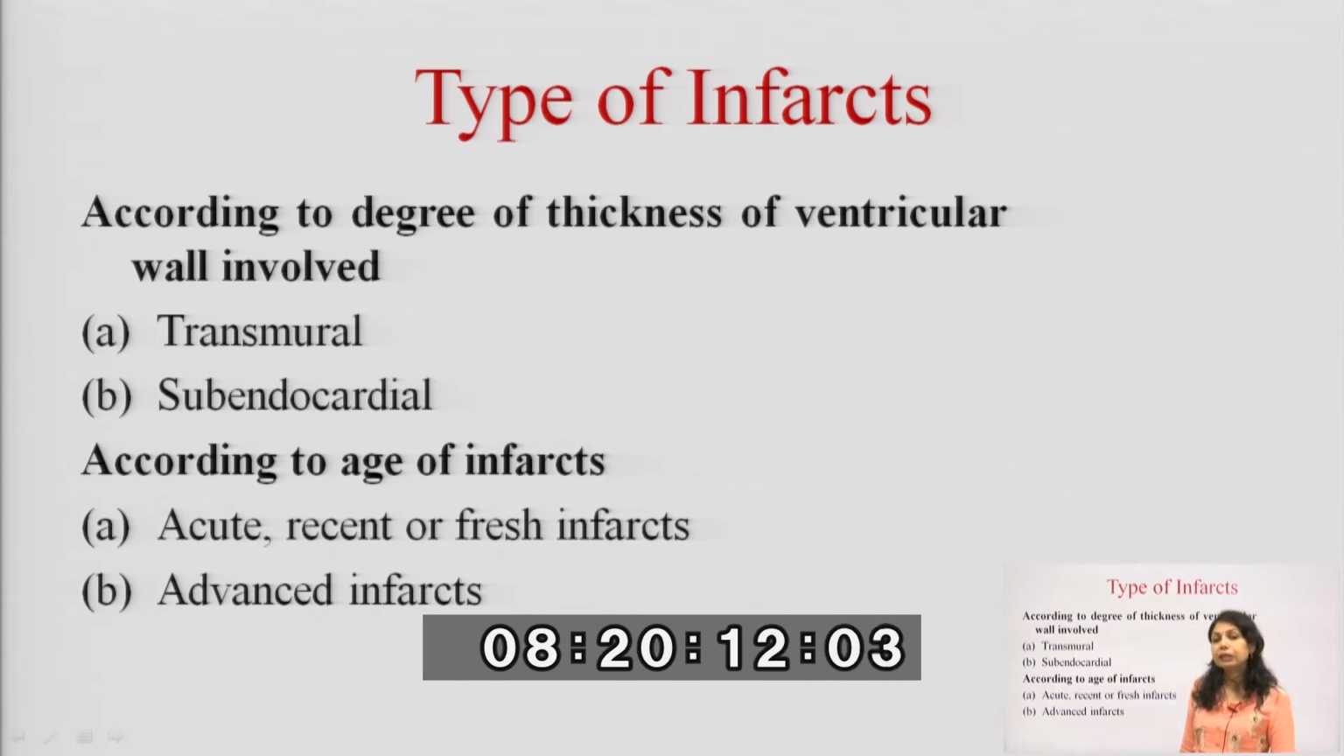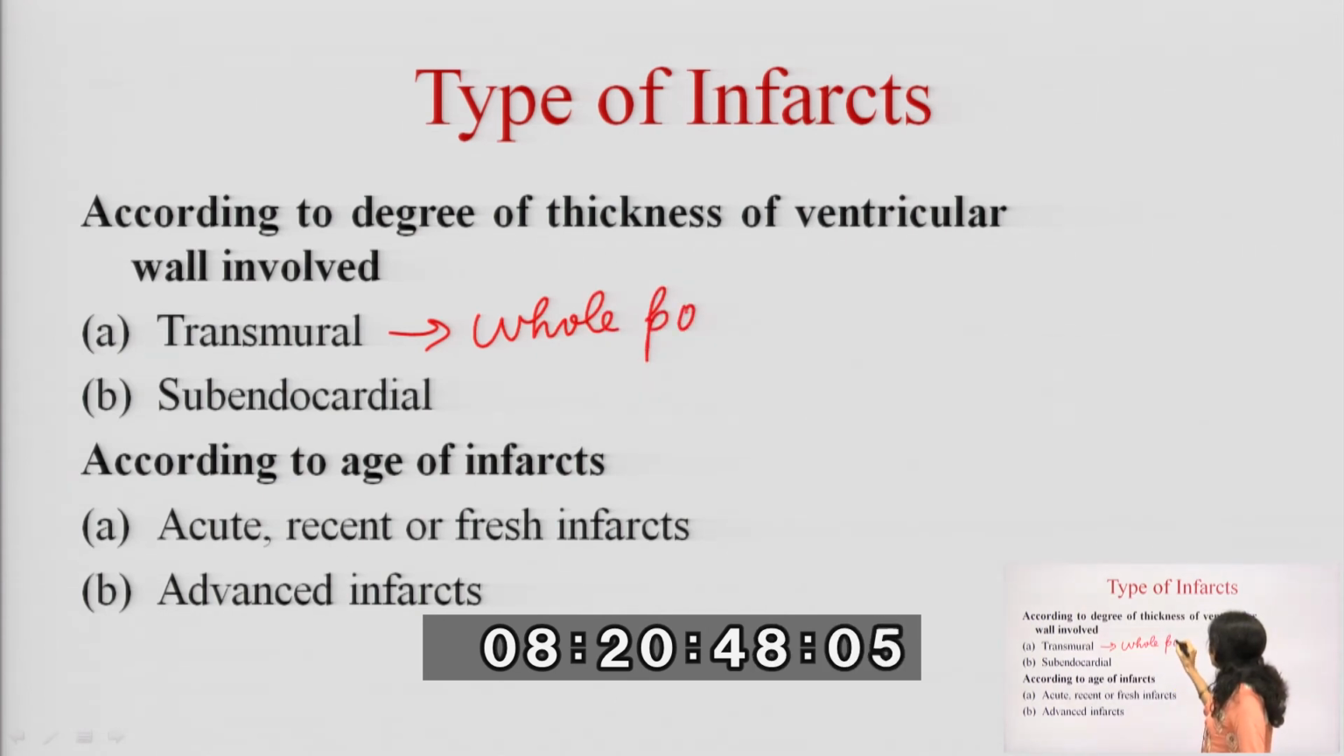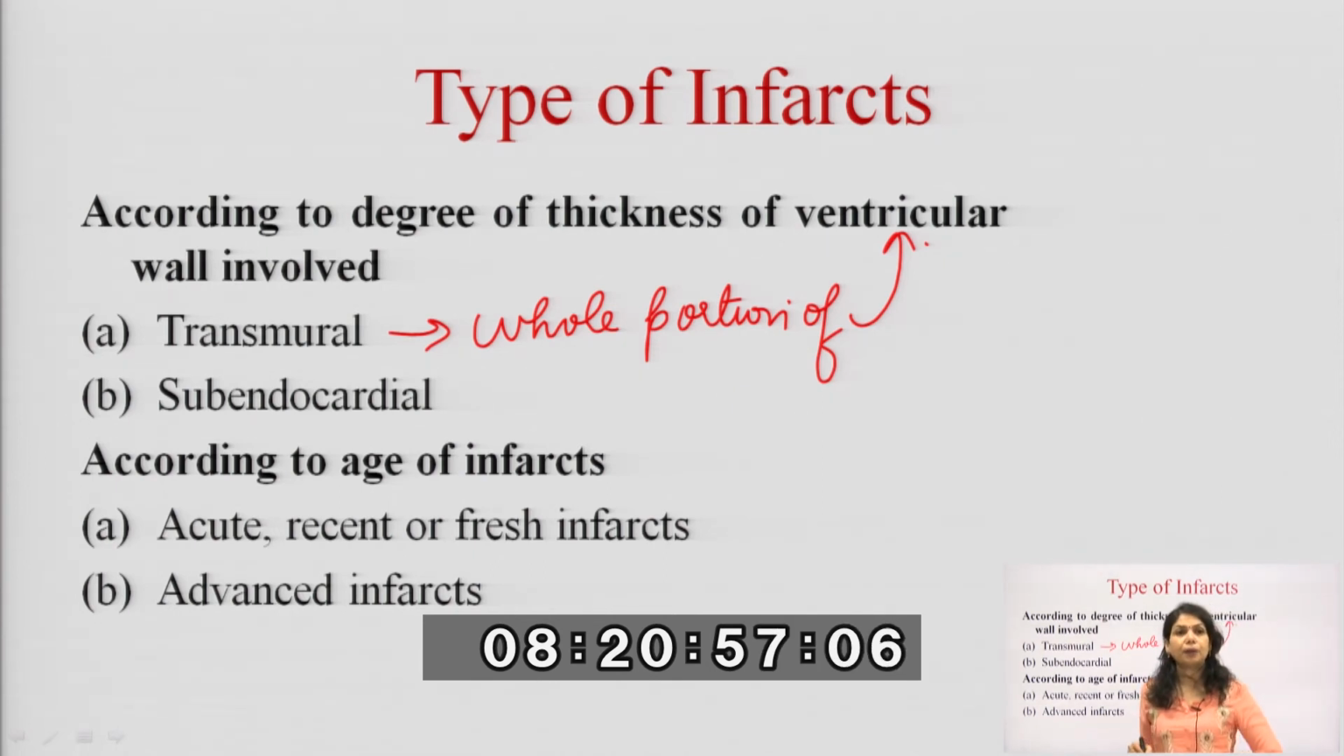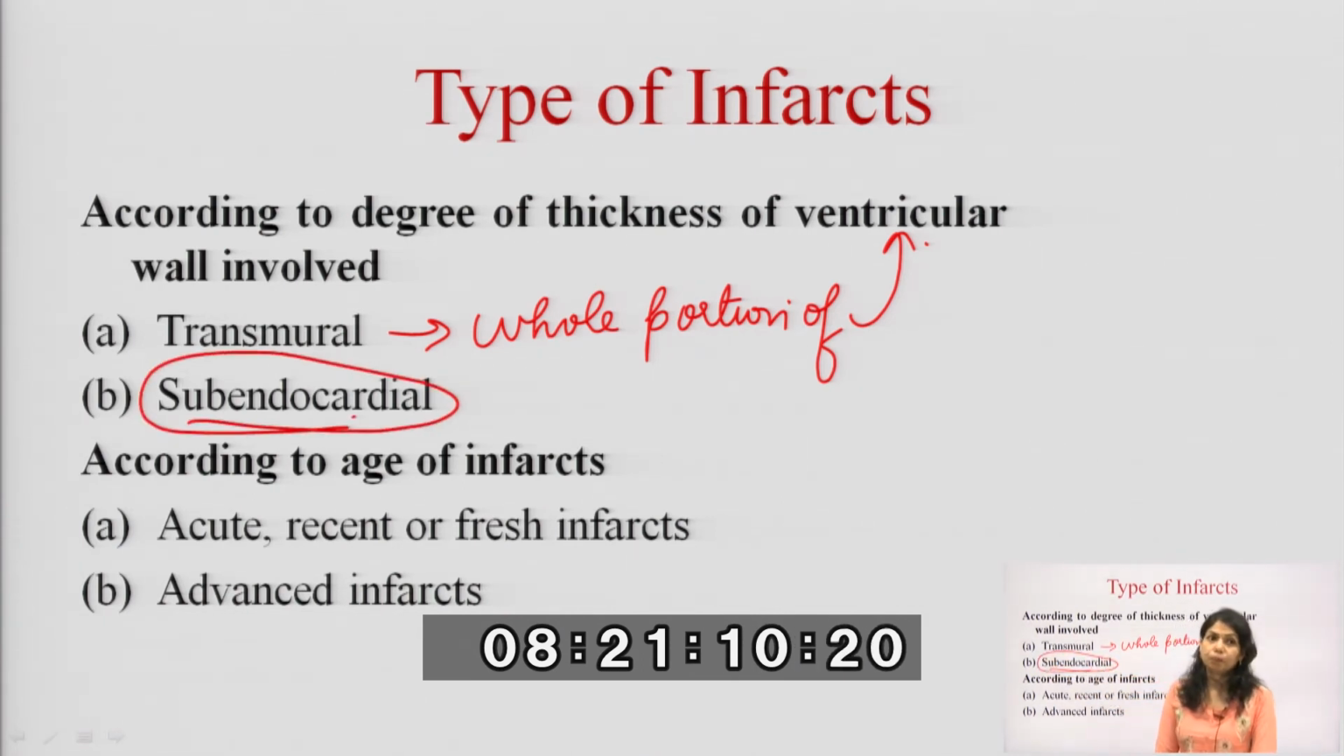Then according to the degree of thickness of the ventricular wall involved, the infarcts are classified into two types. Number one is transmural and number two is subendocardial infarcts. Transmural infarcts involve the entire portion of the ventricular wall. Subendocardial infarcts involve only the layer below the endocardium. Sub is below the endocardium layer, so they are called subendocardial infarcts.